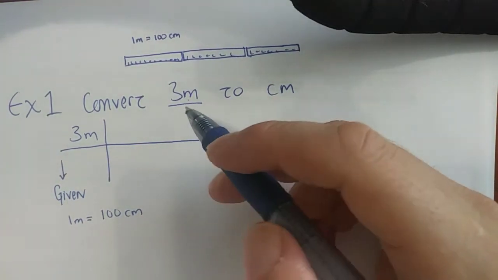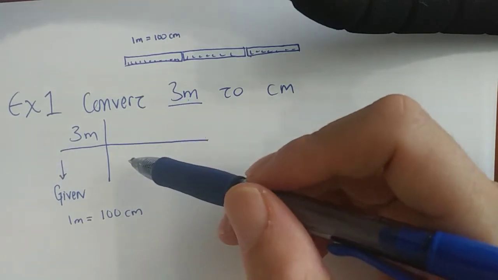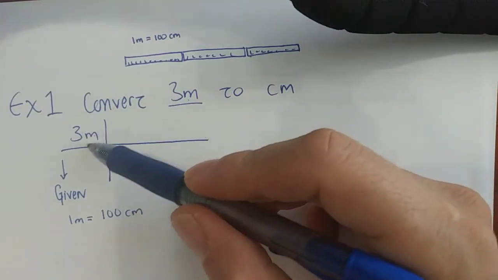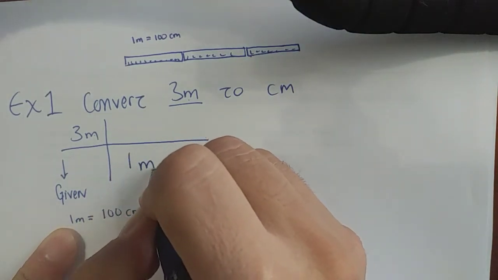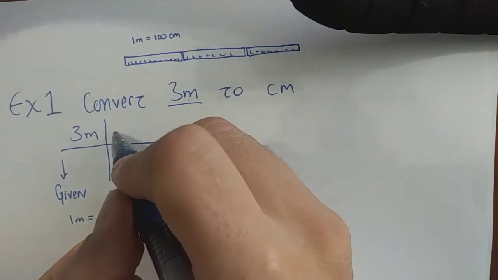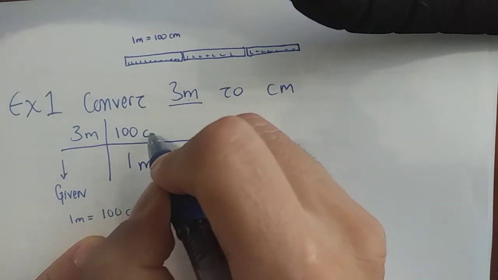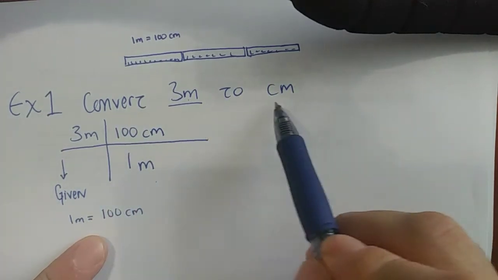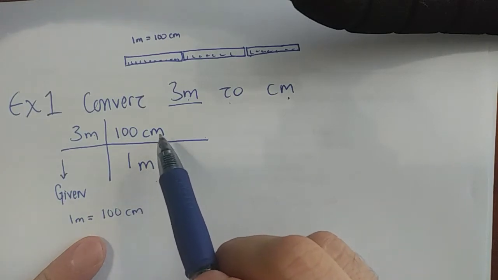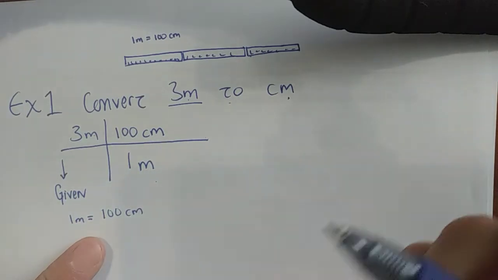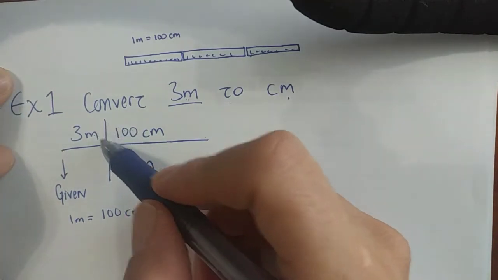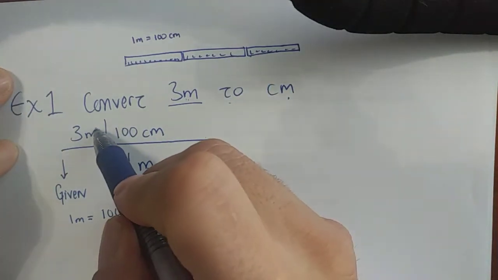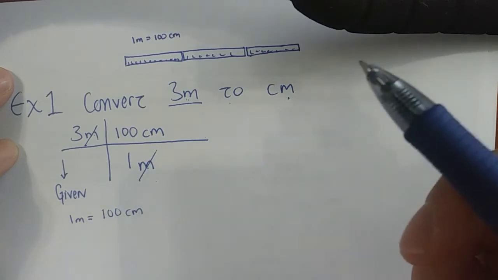Now, what's going to go on the bottom is the one that we want to cancel. We don't want meters anymore, so we're going to put the meter in the bottom. That means that the 100 is going to go on the top. Also, another way to think about it is that whatever you want to get to should be the last one on the upper right, right? So these meters are going to cancel because anything divided by itself is 1. So meter divided by meters, those cancel.